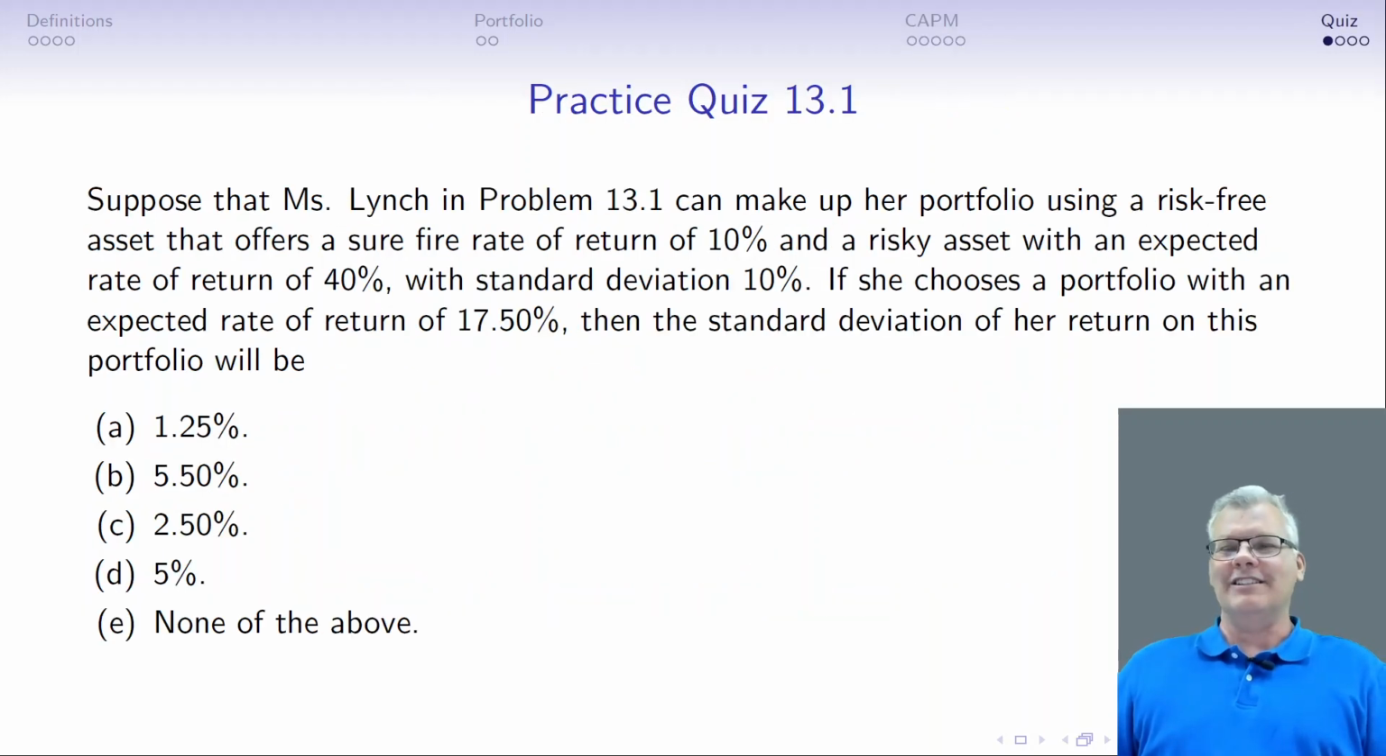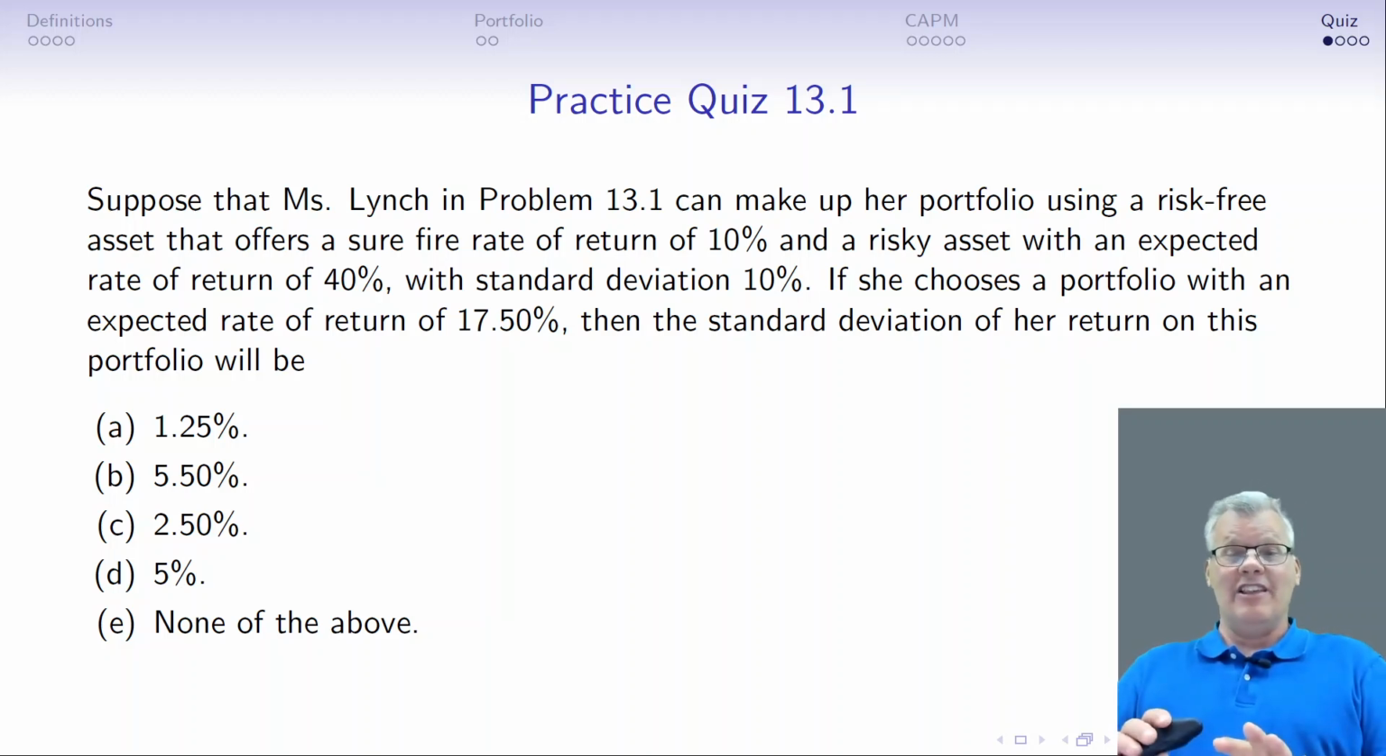Well, on to the quizzes. So first we have problem 1, and we look at Miss Lynch, who can make up her portfolio using a risk-free asset that offers a surefire rate of return of 10% and a risky asset with an expected rate of return of 40% and standard deviation of 10%. If she has a portfolio with an expected rate of return of 17.5%, then what is the standard deviation of her portfolio?